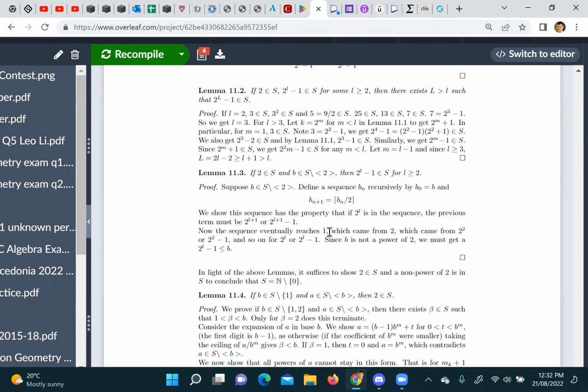Okay, and then 1 has to come from 2. We should probably prove that as part of the previous statement. 1 either comes from 1 or 2, but that's just a special case when L is equal to 0, I guess.